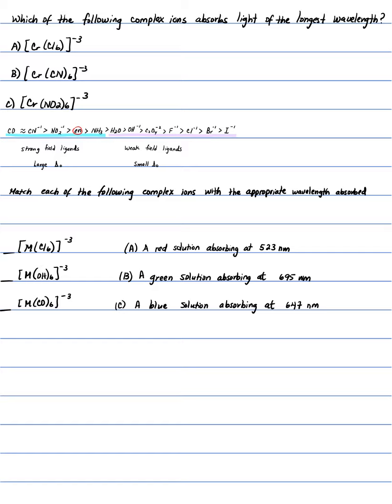You have three complex ions on the left, and then you have information on the right side. A red solution that is absorbing at 523, a green solution that is absorbing at 695 nanometers, a blue solution that is absorbing at 647 nanometers. So you have wavelength; relate that wavelength with amount of energy and amount of energy with the splitting in your d orbitals for each different ligand that you have in those three complex ions.